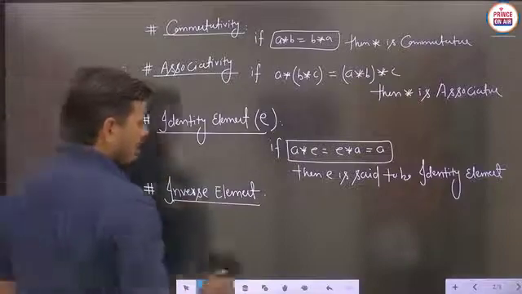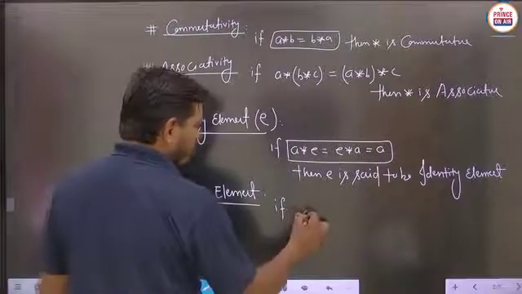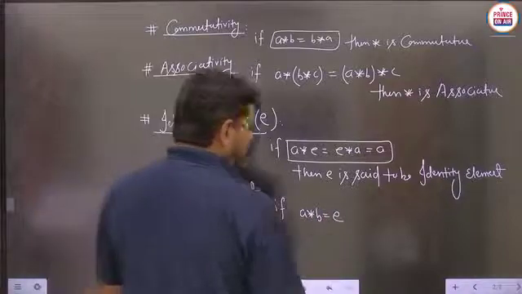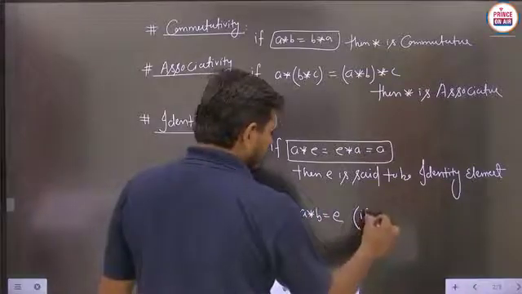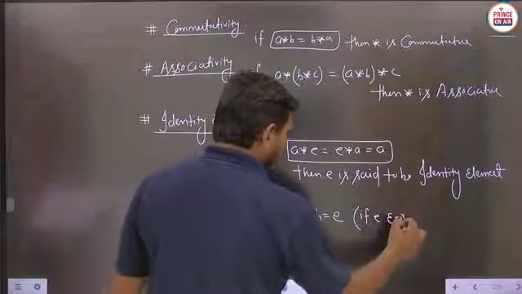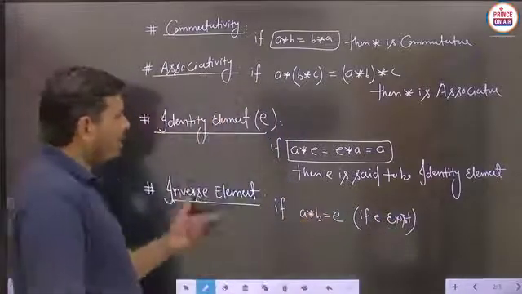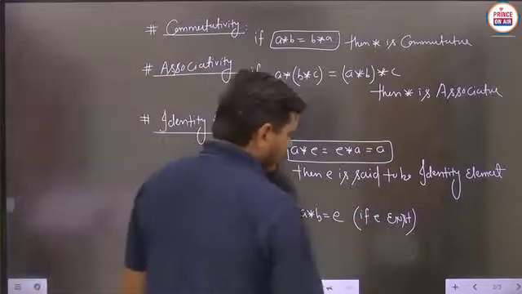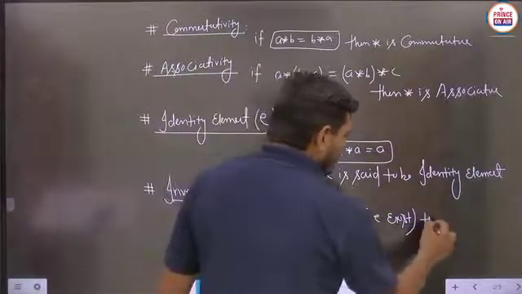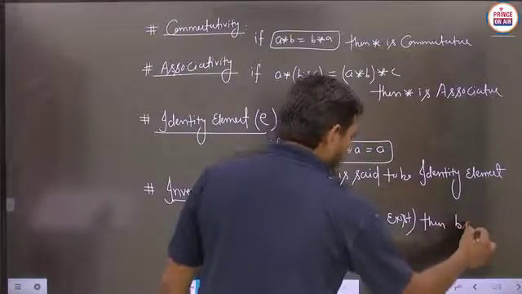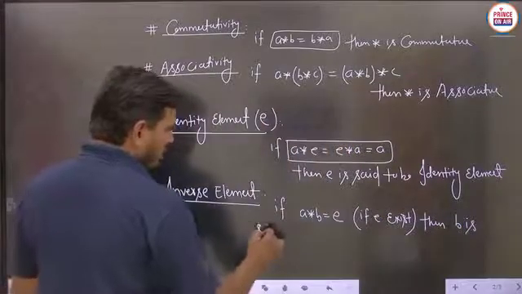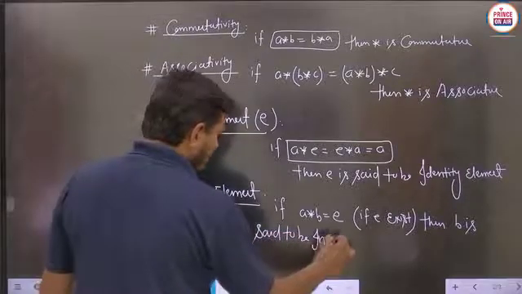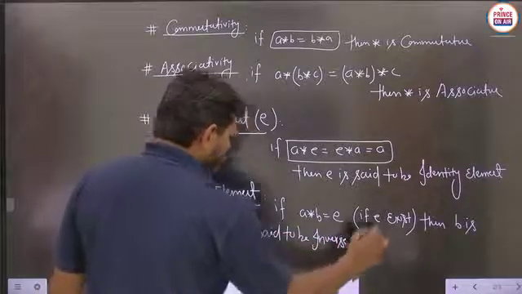So what we are saying in this definition: if A star B equals to E, if E exists, what should be the E? E is the identity element. So if A star B equals to E, if E exists, then B is said to be the inverse of A. Inverse of A. Is it to be clear?